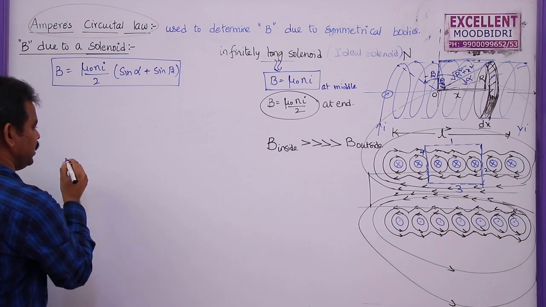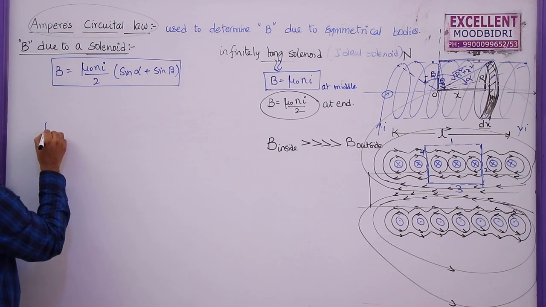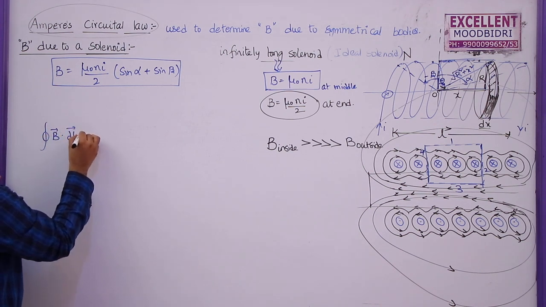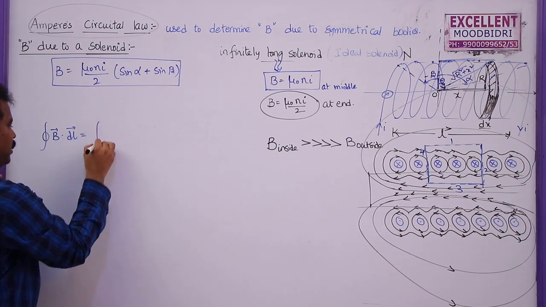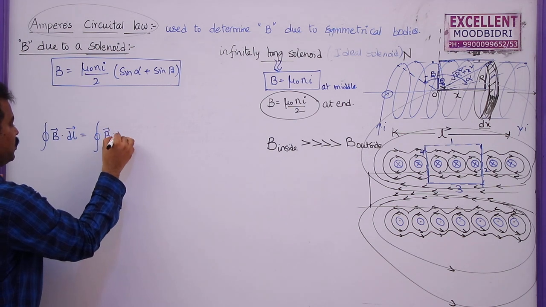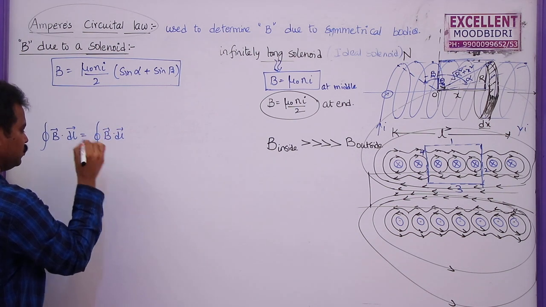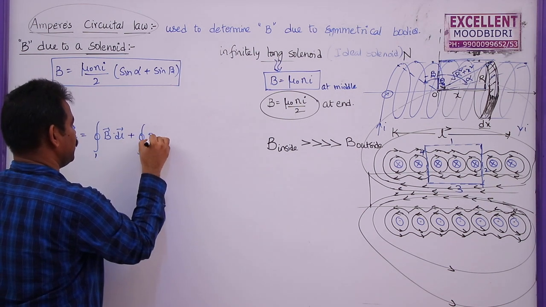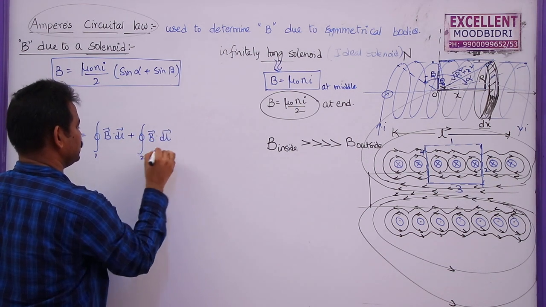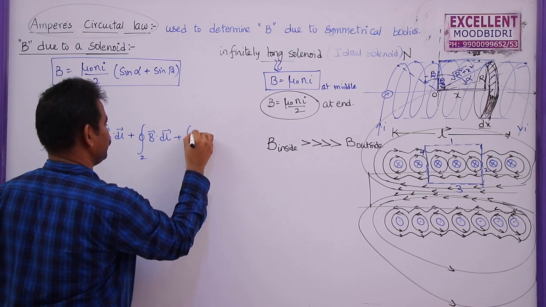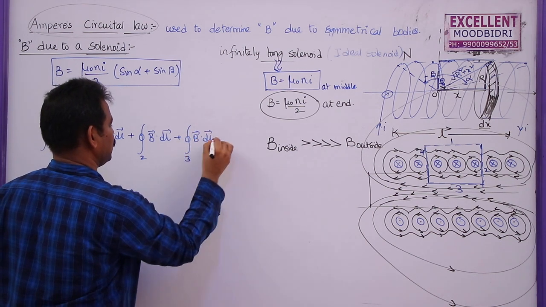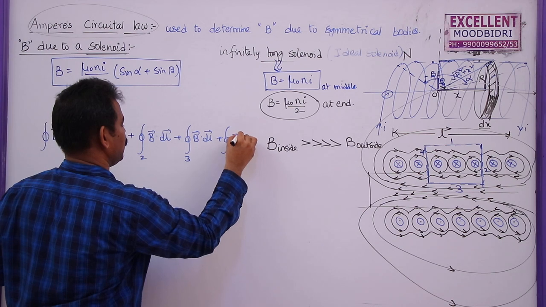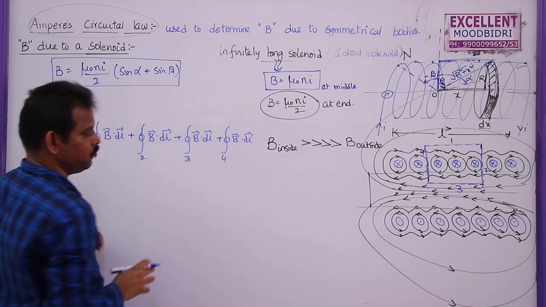So what is Ampere's Circuital Law? The line integral of B dot dl is given by the line integral of B dot dl for the first side, which I am taking as the first, plus the line integral of B dot dl for the second side, the line integral of B dot dl for the third side, and the line integral of B dot dl for the fourth side.